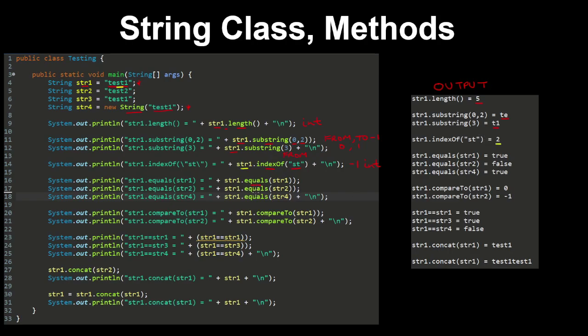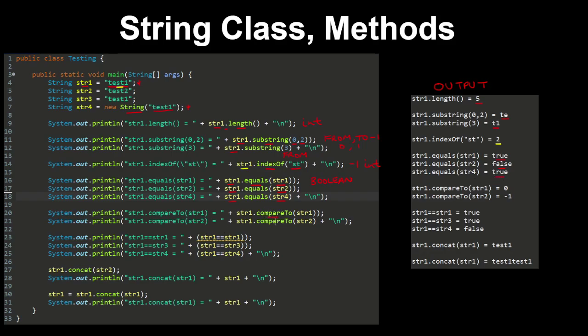Now the equals method returns a boolean, being a true or false. So if the characters in the string object are the same as the characters of the compared object, then this method returns true. So test1 is equal to test1 in this case, and you get a true. Then in the second comparison, test1 is not equal to test2, so that returns a false. And in the third comparison, we have test1 being equal to test1 in str4, so that returns a true.